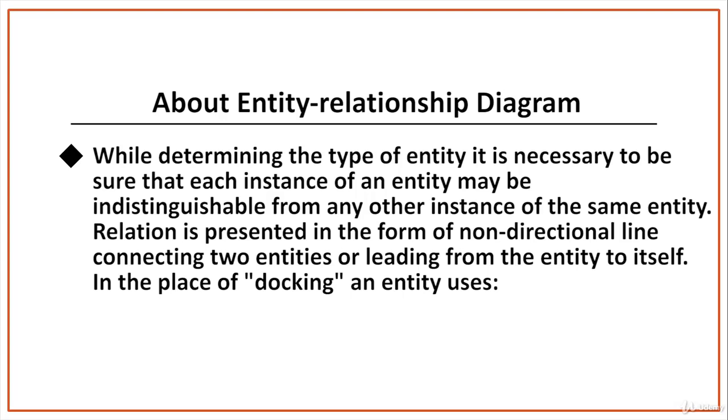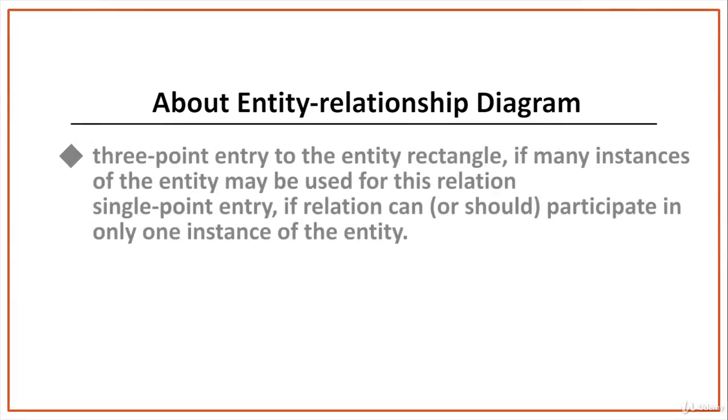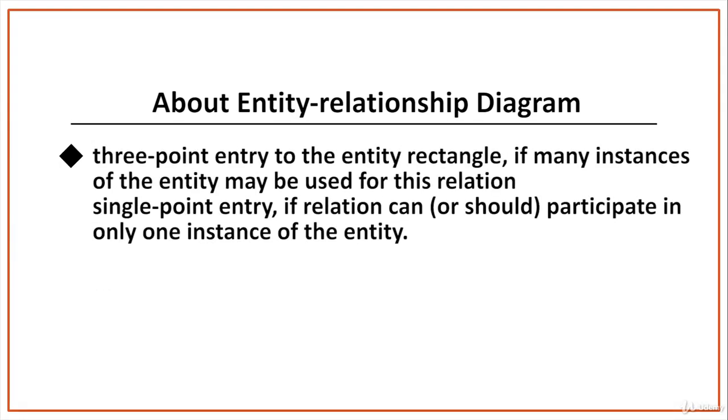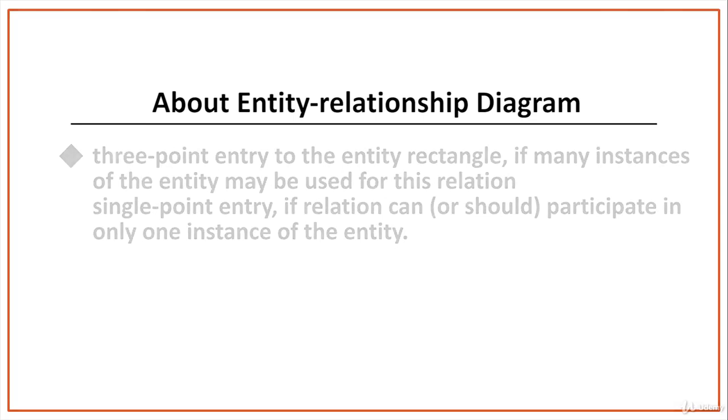A relation is presented in the form of a non-directional line connecting two entities or leading from the entity to itself. At the place of docking, an entity uses a three-point entry to the entity rectangle if many instances of the entity may be used for this relation. A single-point entry is used if the relation can or should participate in only one instance of the entity.